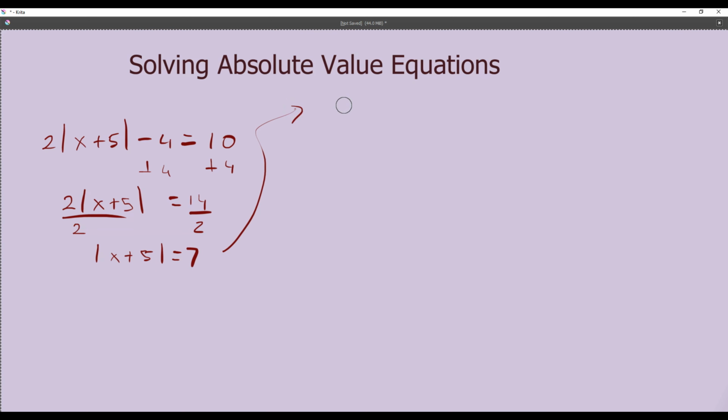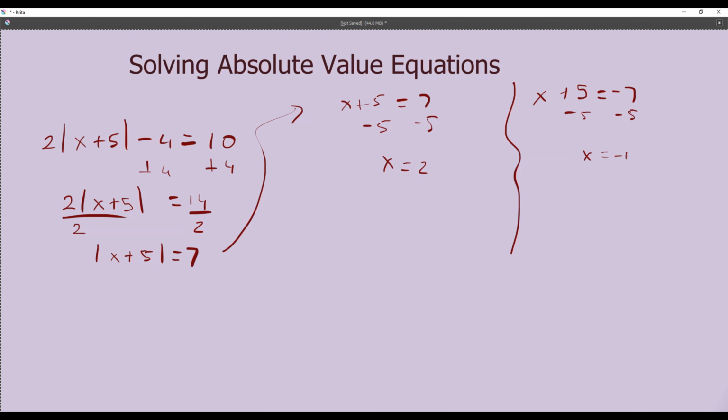So here you have the two equations, x plus 5 is equal to 7, and then you have x plus 5 is equal to negative 7. All right, so here you subtract 5, x is equal to 2, and then you subtract 5, you have x is equal to negative 12, and then again you check them.